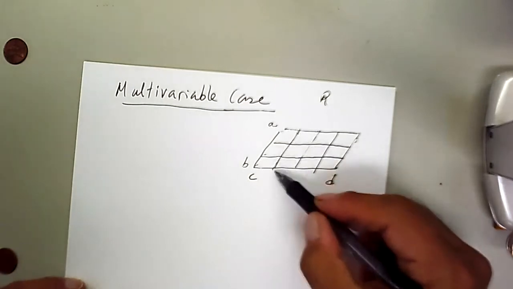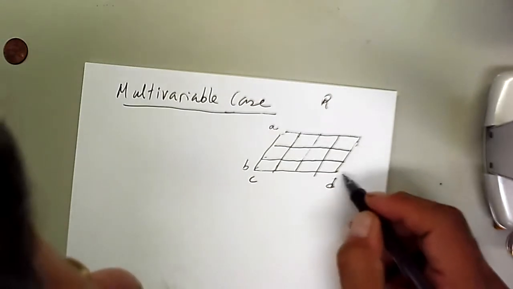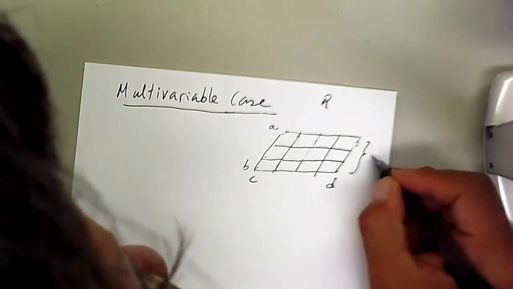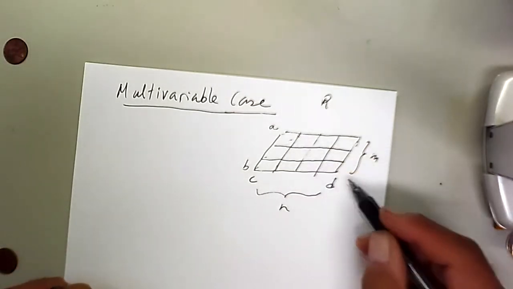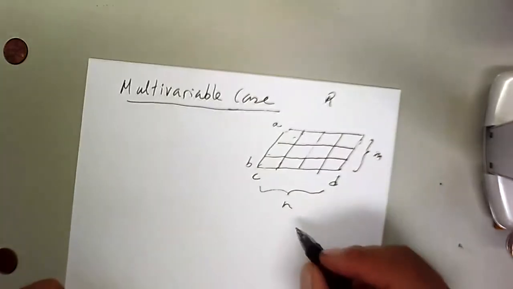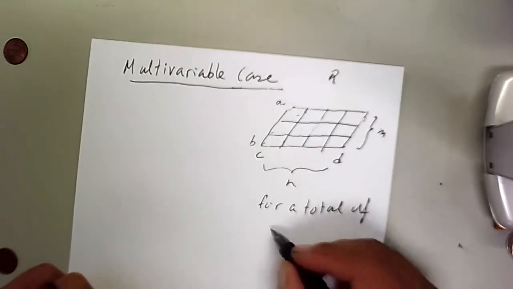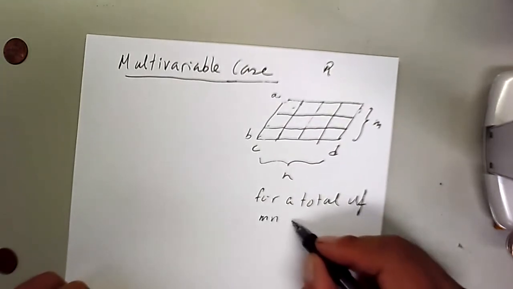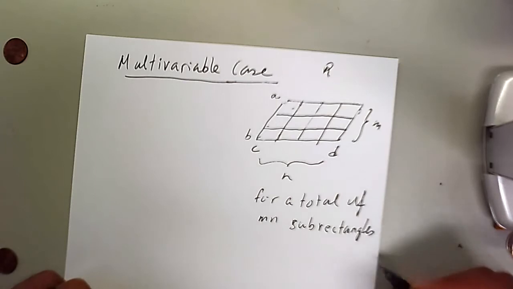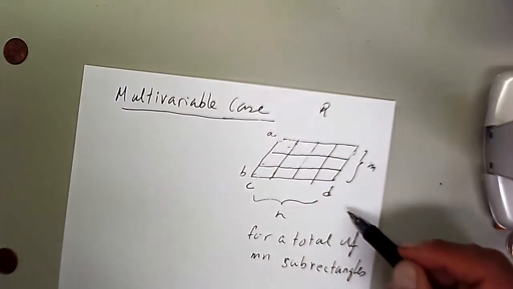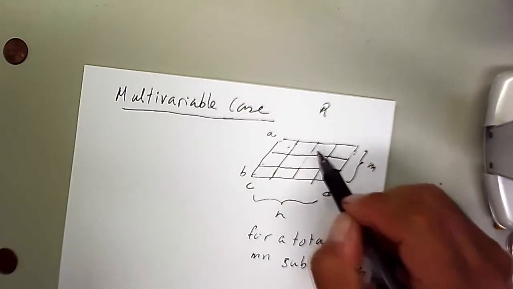And we don't have to have exactly the same number of rows as columns in this case. So we can assume we have M of those and N of those. So we have a total of M times N sub-rectangles. There we have it. So this is neat. We're going to use the midpoint rule again.